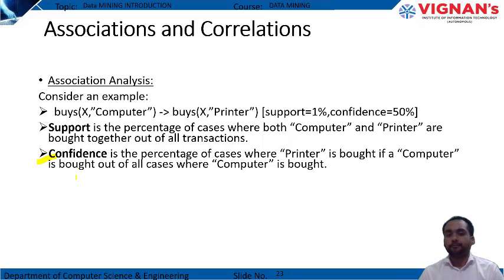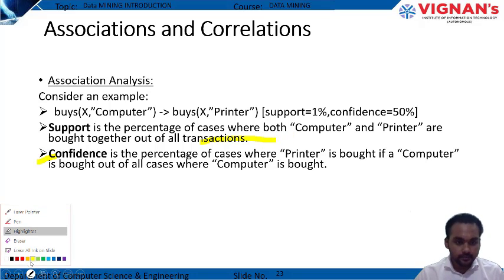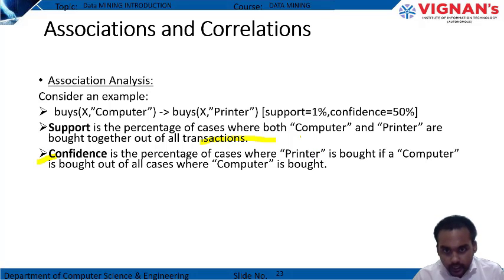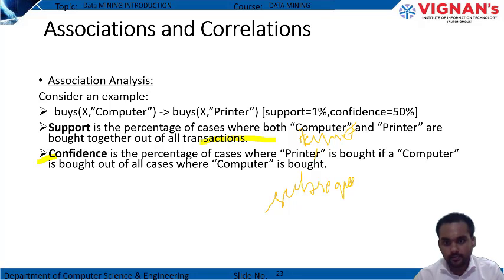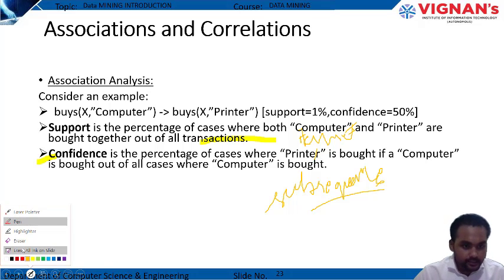And then confidence, what is it? Over here you're looking at a frequent item set, an item set that is frequent, whereas here you're looking at a subsequence. So in the case of confidence, you're looking at the cases where if someone has bought a computer, then what is the probability, or what are the cases, where he's buying a printer as well.